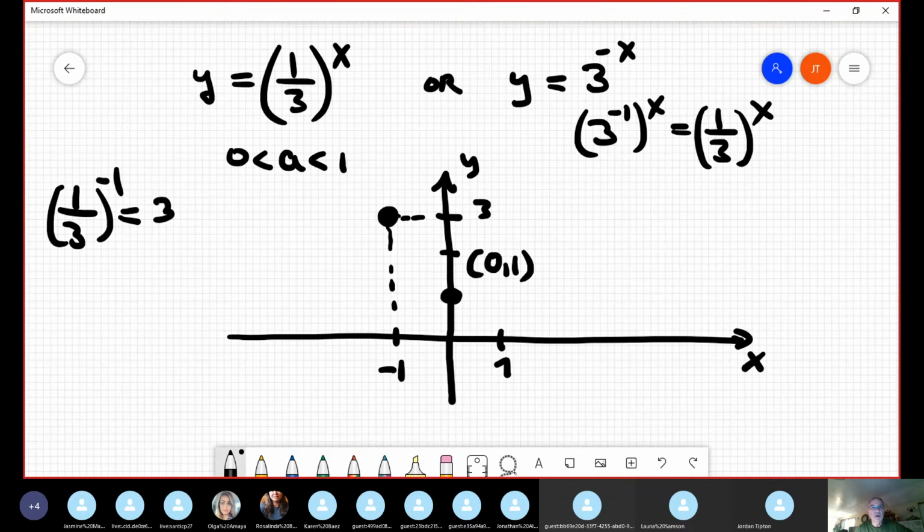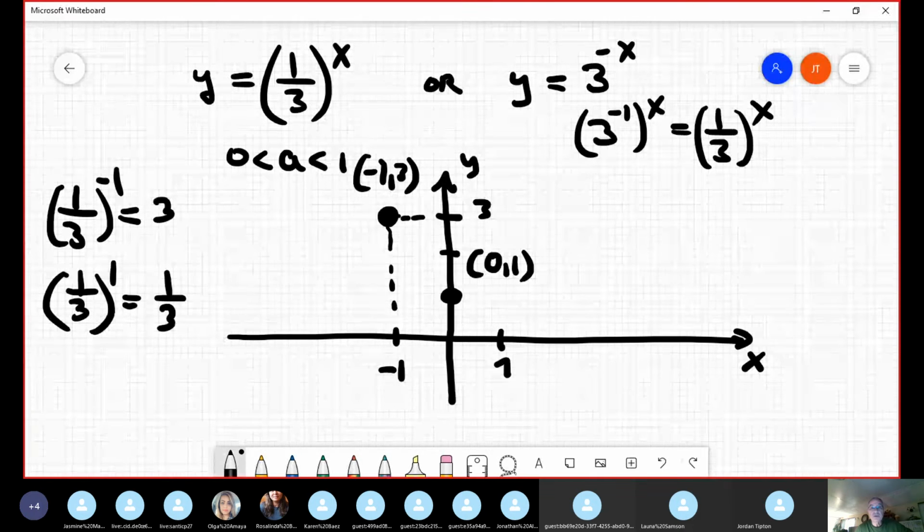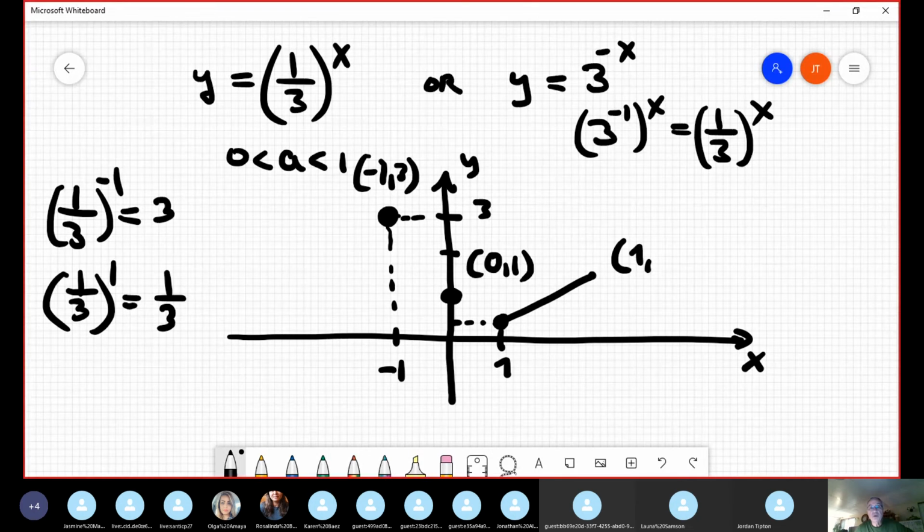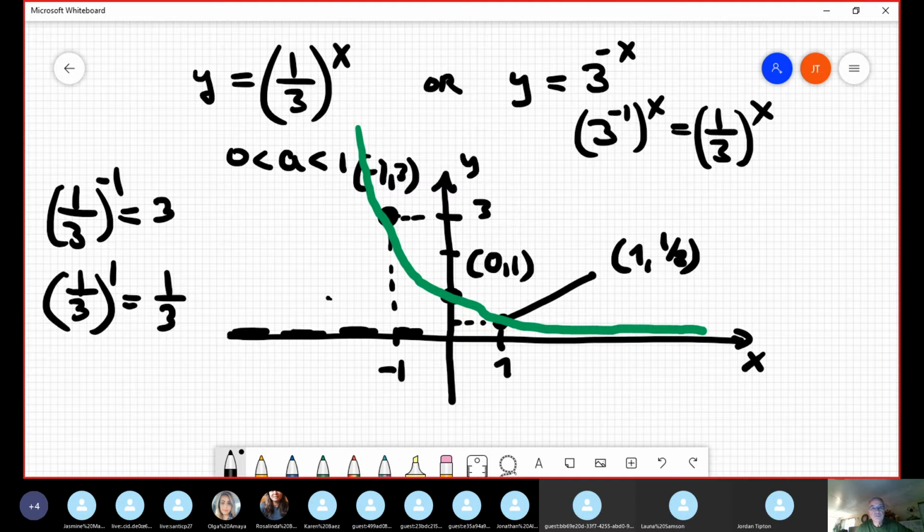This point is the point (-1, 3). And 1 is 1/3 raised to the 1, and 1 is a stupid exponent, it's exactly 1/3. And this point is the point (1, 1/3), and my exponential function looks like that. Let me show you. Now remember, it's totally asymptotic, it never approaches it, but never touches, because we have here the horizontal asymptote at y equals 0. End of the story.